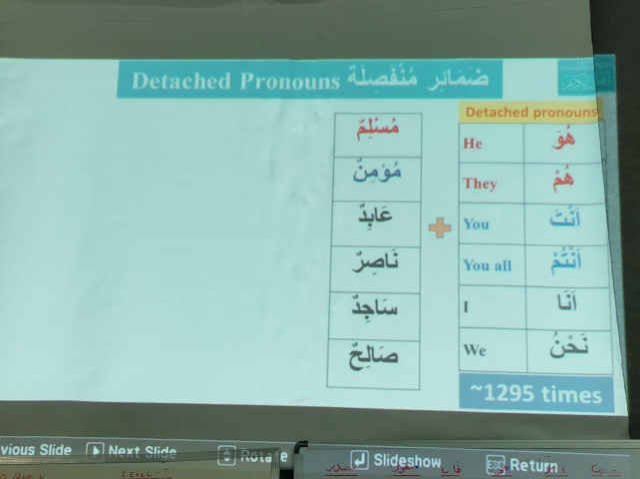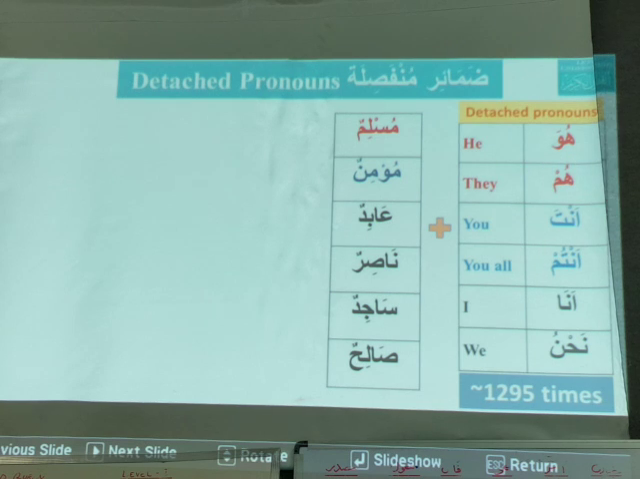Also the name of a person in Urdu. Sajid is also a name. Sajid is the person who does sajda. Saleh is the one who is pious, righteous. Okay. So I can also make a sentence. If I combine this huwa with Muslim, it becomes a sentence.